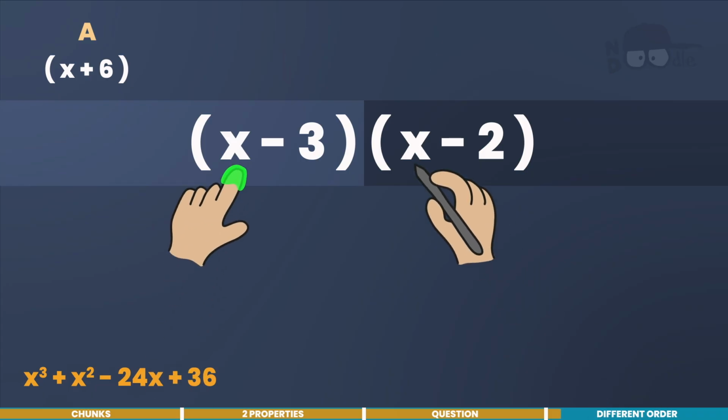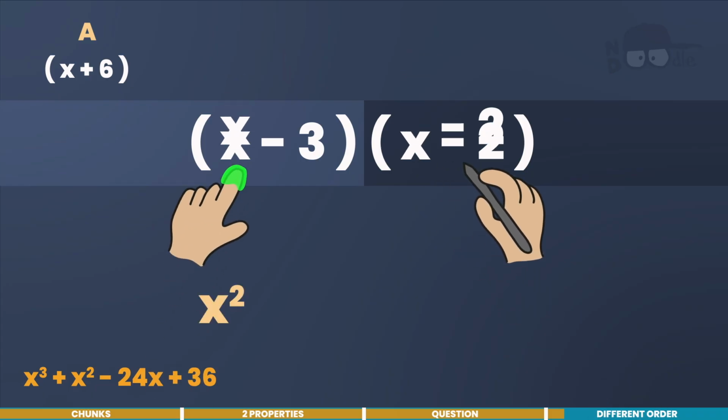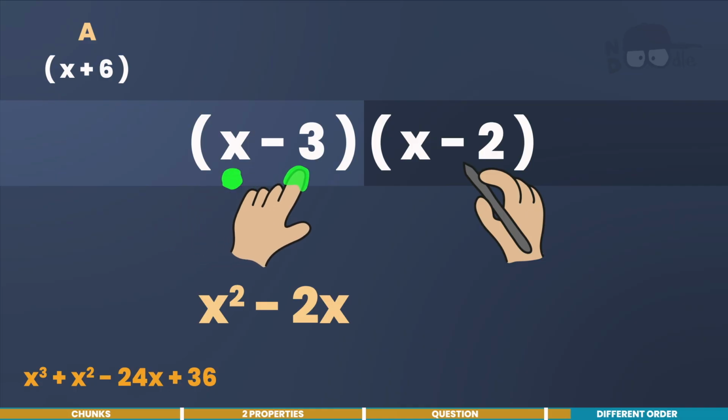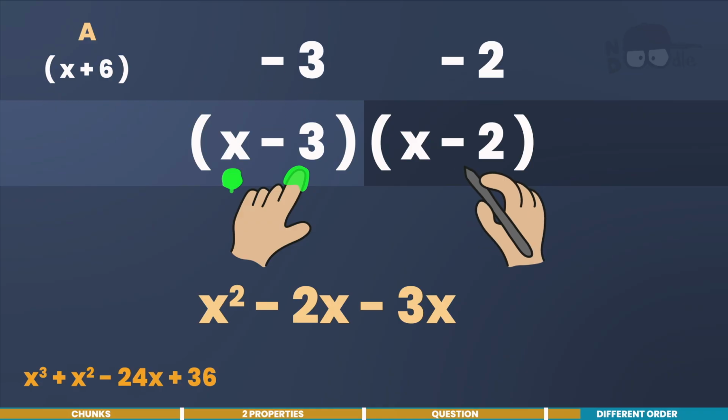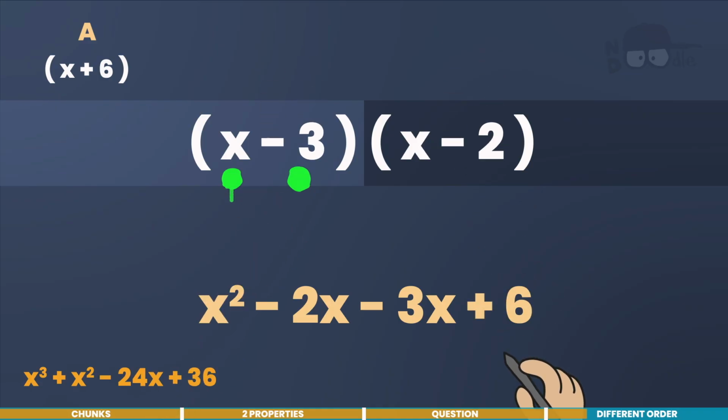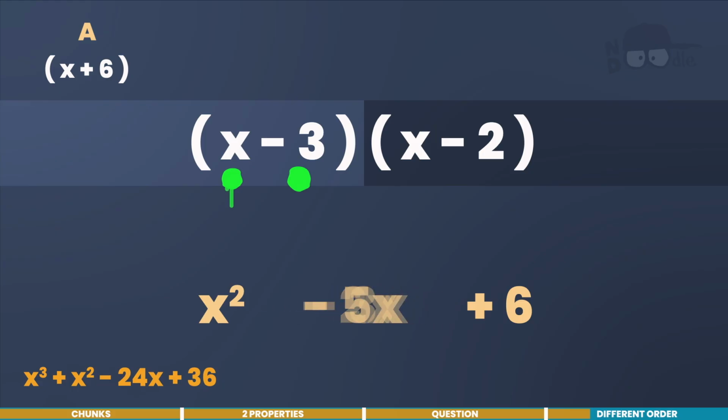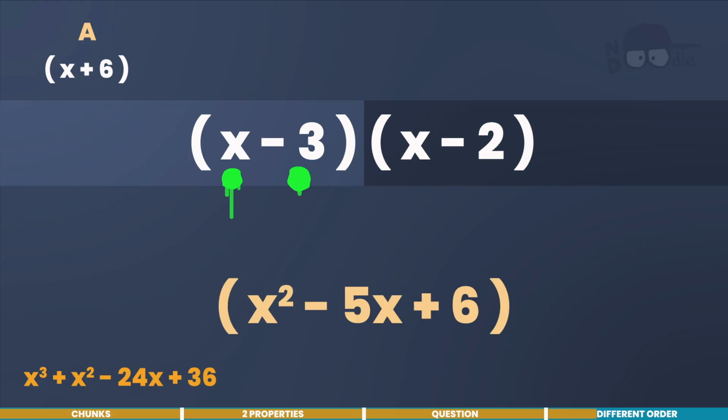Sticky finger on the x, we get x squared and minus 2x. Then, moving our sticky finger along, minus 3 times x is minus 3x, and minus 3 times minus 2 is plus 6. Collecting our x's together to give minus 5x, we have a single chunk for b times c.